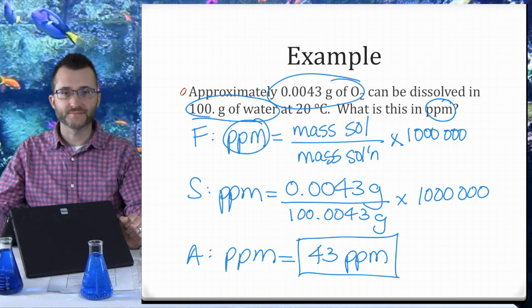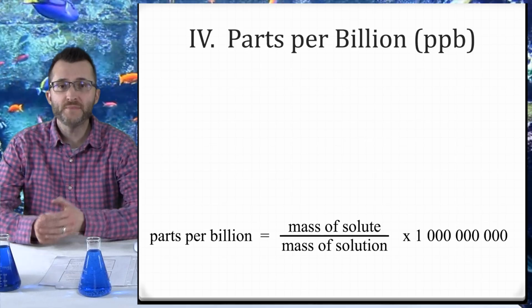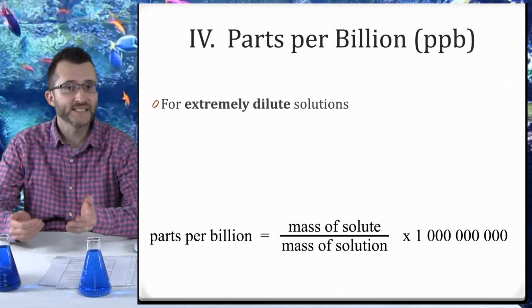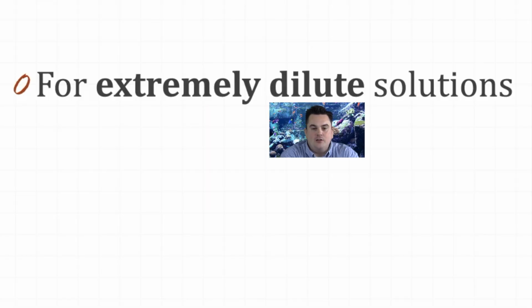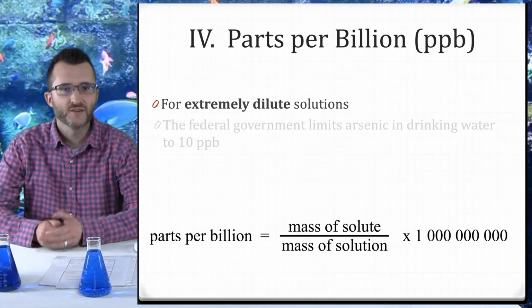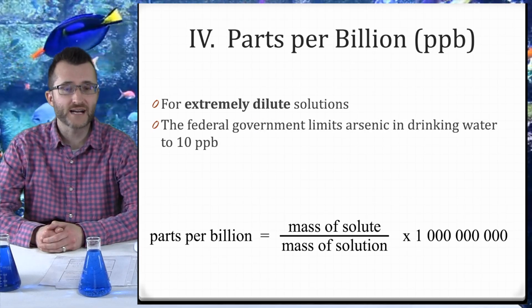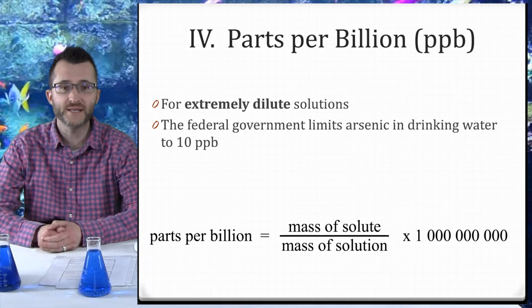Looks good. Parts per billion, or ppb, for extremely dilute solutions. For example, the federal government limits arsenic in drinking water to 10 ppb.